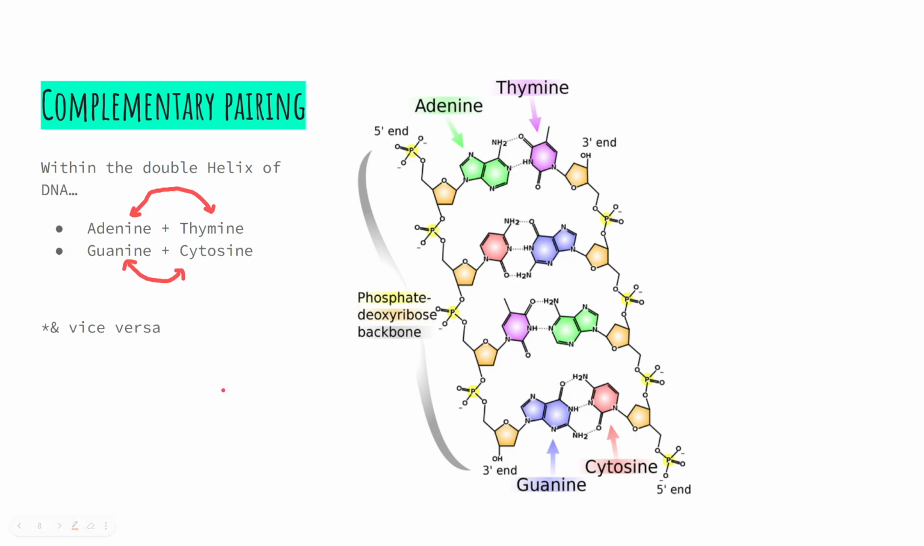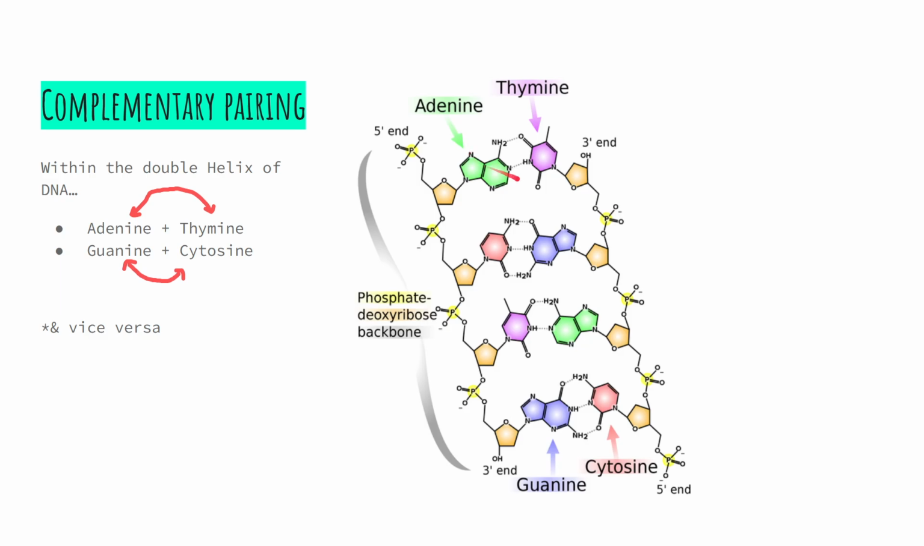So if we have a look at our image over here, we can see that we have adenine bonded with hydrogen bonds in the middle to our thymine molecule, or our nucleic acid. On this image, we can also see our sugar phosphate backbone. Our phosphates are the P's. They will always be smaller than the sugar molecules, deoxyribose in this case.